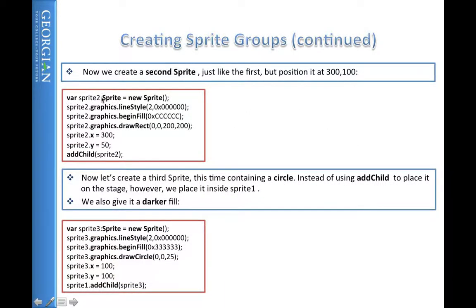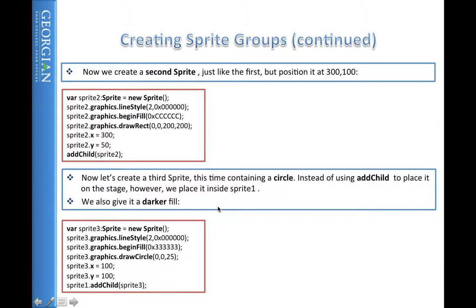Here's Sprite2. We've got another sprite. Again, sprites, containers. That's all they are. Think about them as containers, right? I got another sprite, and this time it's got a different line style, right? And different colors and so on. And it's at a different position, right? I'm adding that onto the stage.